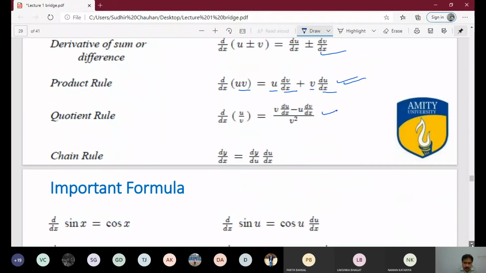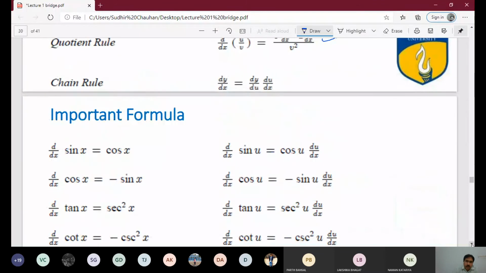So I think you are all familiar with all these. Chain rule: dy by dx we can write as dy by du times du by dx, if y is a function of u, and u is a function of x. So that is called the chain rule.